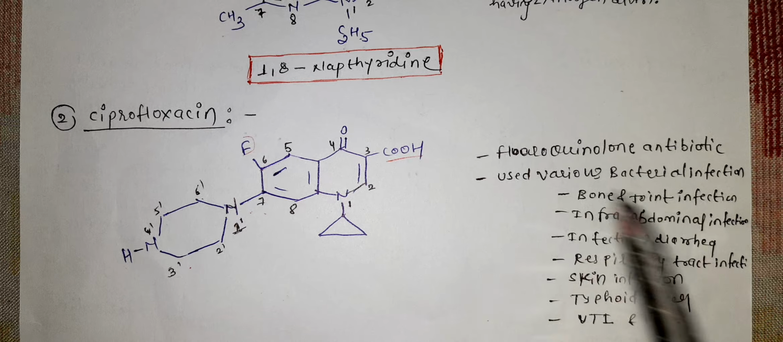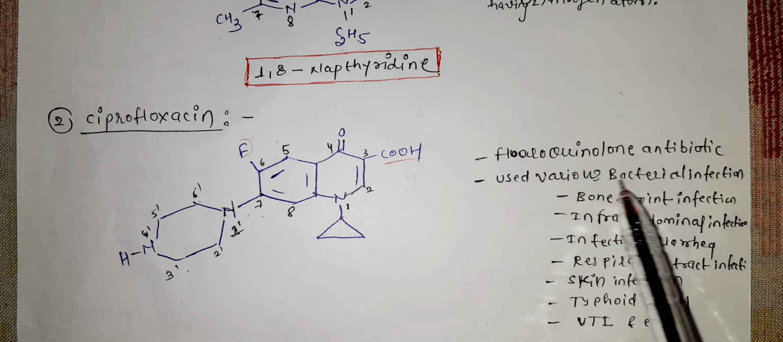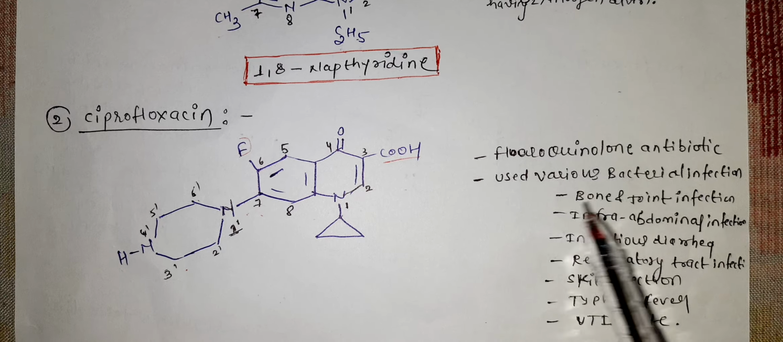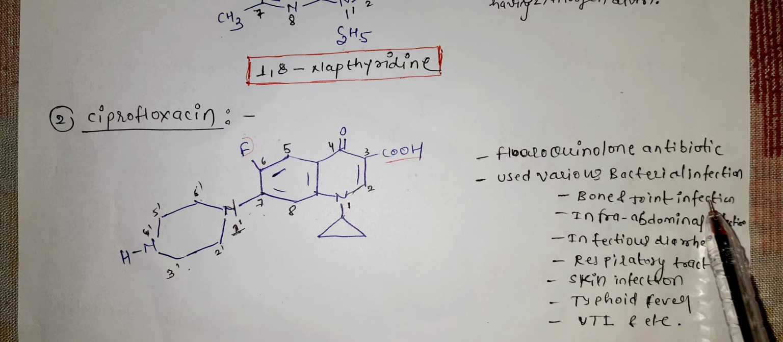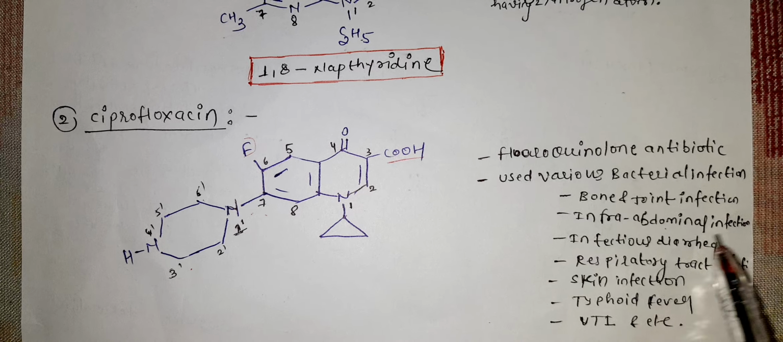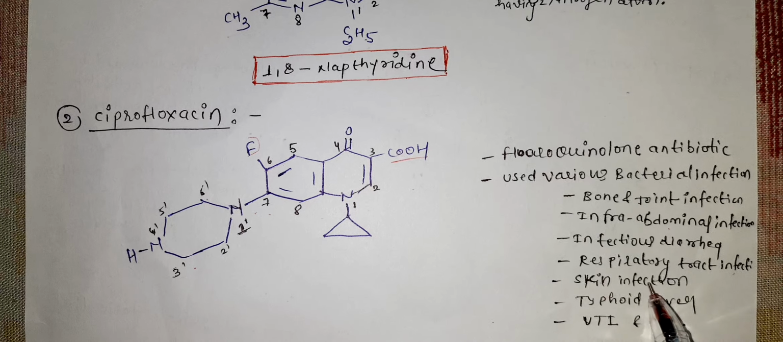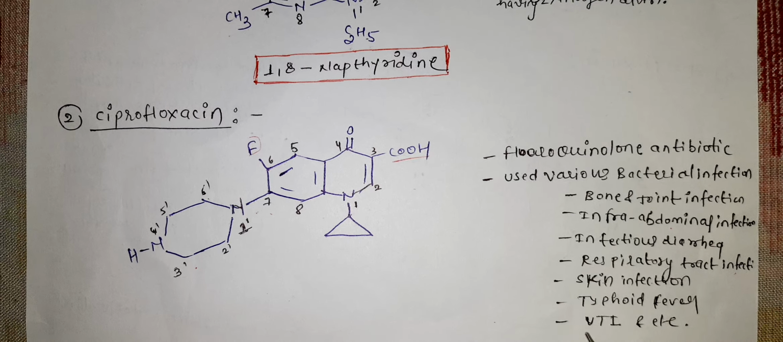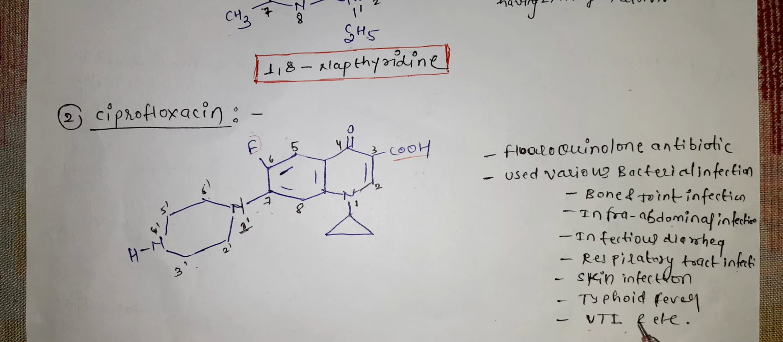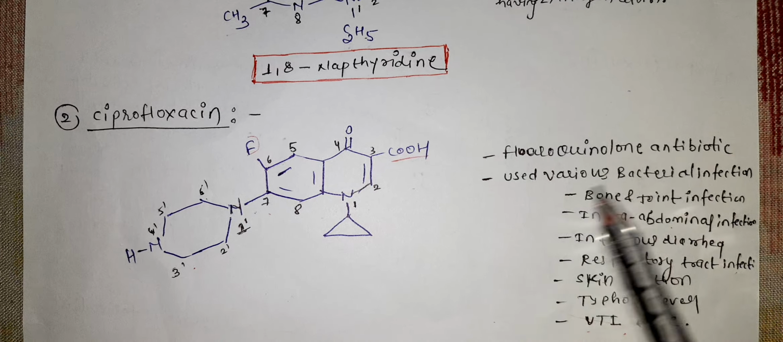Now ciprofloxacin is used for various bacterial infections like bone and joint infection, intra-abdominal infection, diarrhea infection, respiratory tract infection, skin infection, typhoid fever and also UTI infection. So these are the uses of ciprofloxacin.